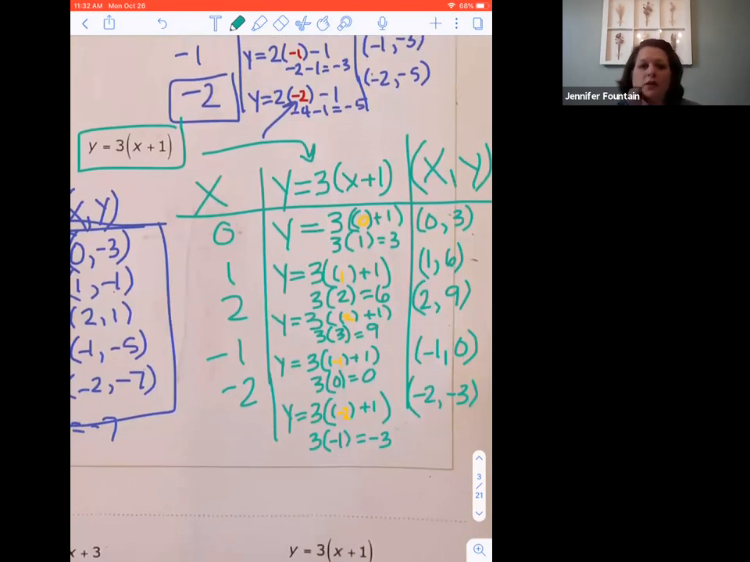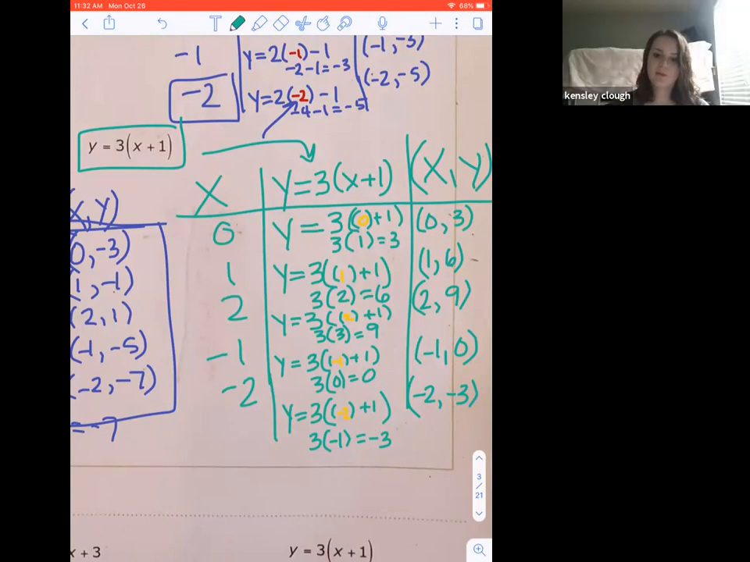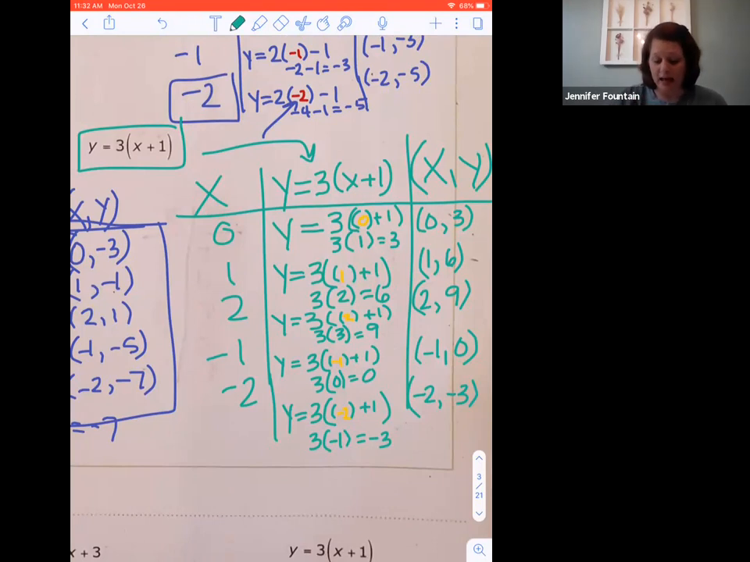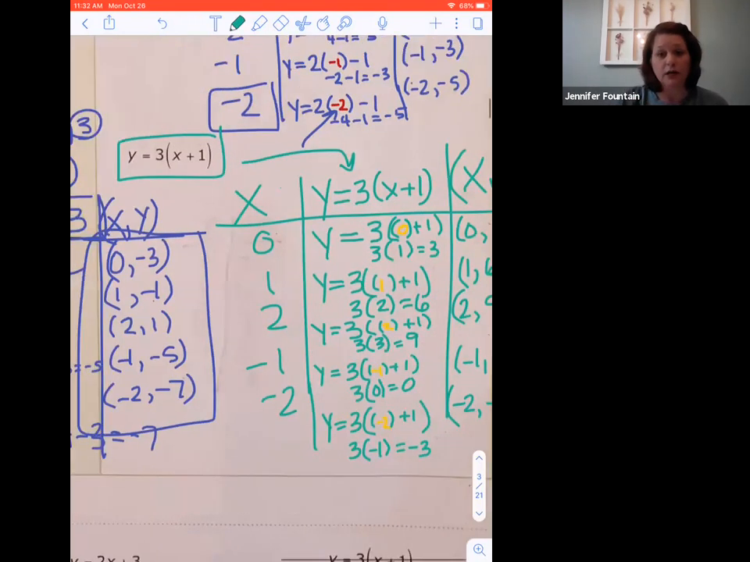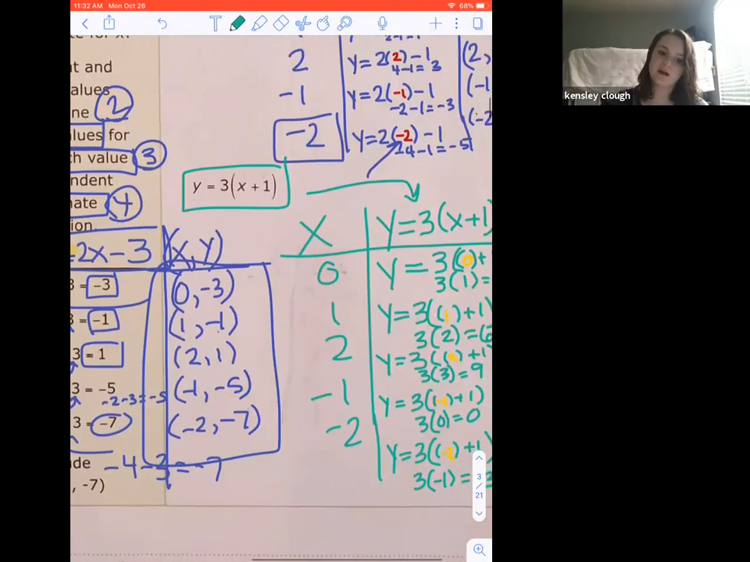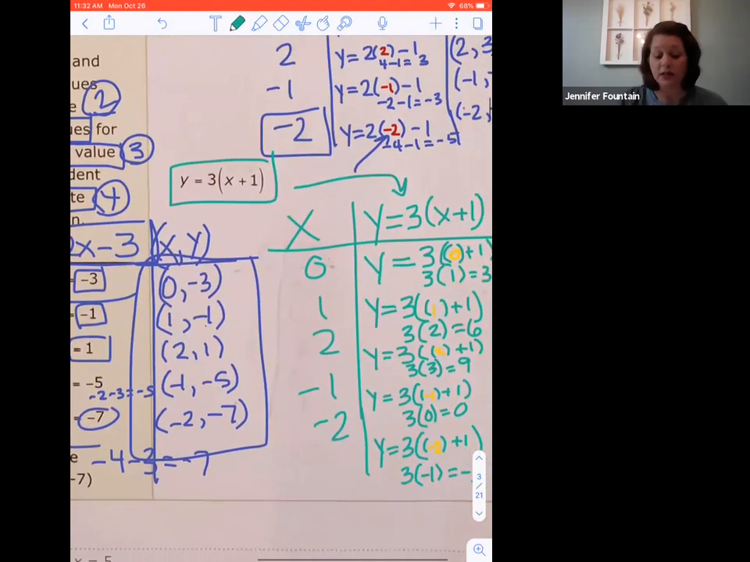Any questions on how we set up that table, why we did what we did, and how we came up with any of our numbers? So we don't use the distributive property? Okay, let's look at that. Because I used that and I got a different answer on some of them. Okay, so let's take a look at that.